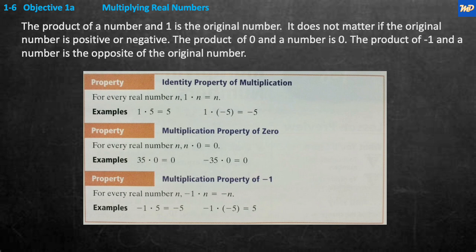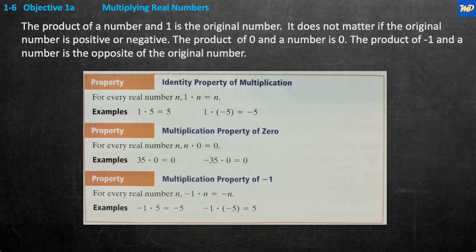Okay, objective 1A, multiplying real numbers. The product of a number and 1 is the original number. It does not matter if the original number is positive or negative. The product of 0 and a number is 0. The product of -1 and a number is the opposite of the original number. So here they are defined right here, looking at these properties.